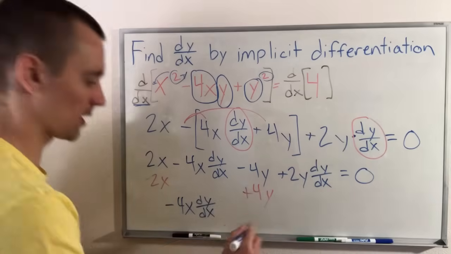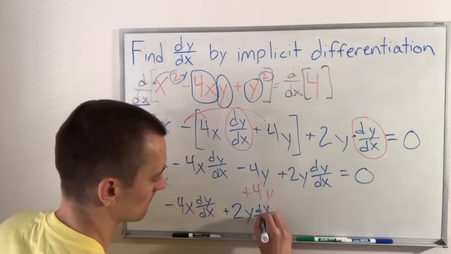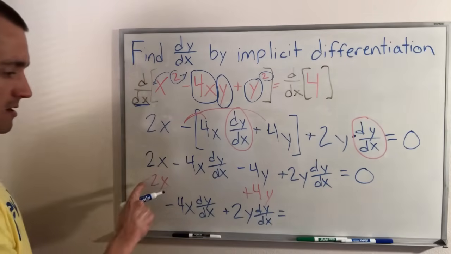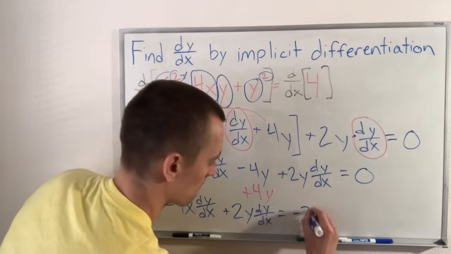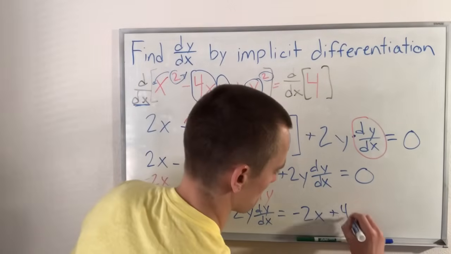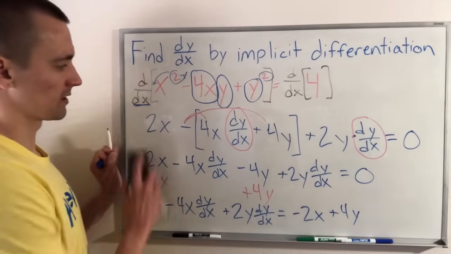The 2y dy dx will stay. And then over on the other side, we're going to have negative 2x and positive 4y. Okay? So I'm just going to write this higher up here.